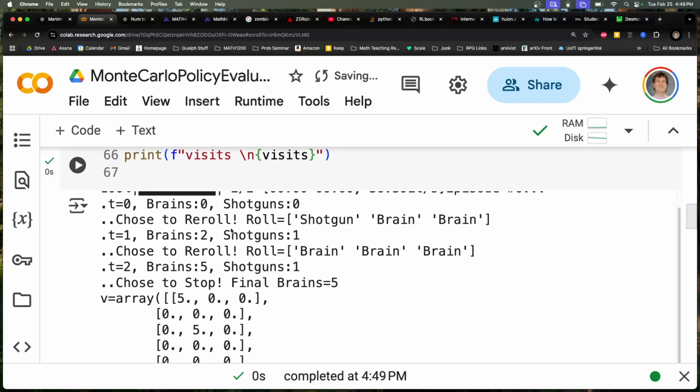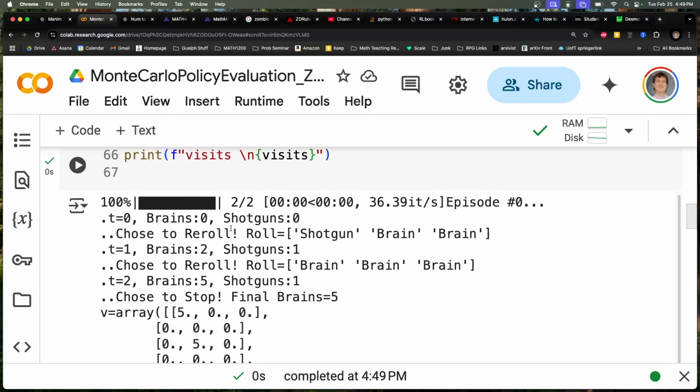So here's what happens when you run it. It says t equals 0. You have no brains and no shotguns. We chose to re-roll. This is like the choice I gave you guys at the beginning: before you played the game, should you re-roll again or not? We chose to re-roll. We got shotgun, brain, brain. So now we're at 2 brains and 1 shotgun.